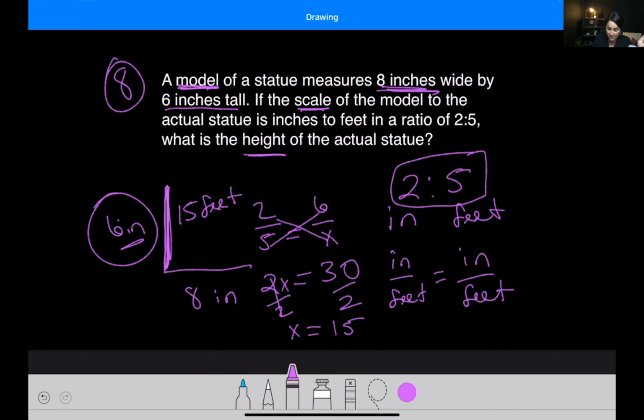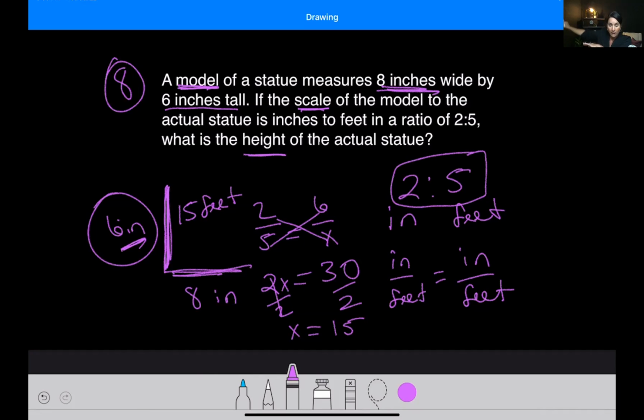So I have a model of a statue that measures 8 inches wide, which we put here, and 6 inches tall, which we put here. If the scale of the model to the actual statue is 2 inches is really 5 feet, so every 2 inches equals 5 feet outside. So every 2 inches on the little statue equals 5 feet on the big statue outside, okay?